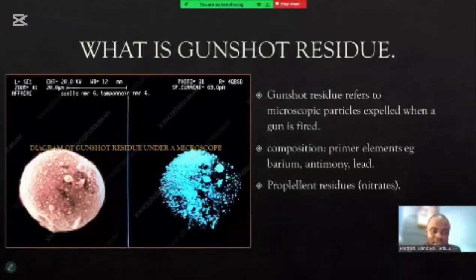First of all, what is gunshot residue? Gunshot residue consists of microscopic particles that are expelled when a firearm is discharged. These particles are a mix of primer elements like barium, antimony, and lead, as well as propellant residues such as nitrates. So we can think of gunshot residue as an invisible fingerprint that is left behind when a gun is being fired. Also, it can be used for critical analysis and for linking suspects to crime scenes.